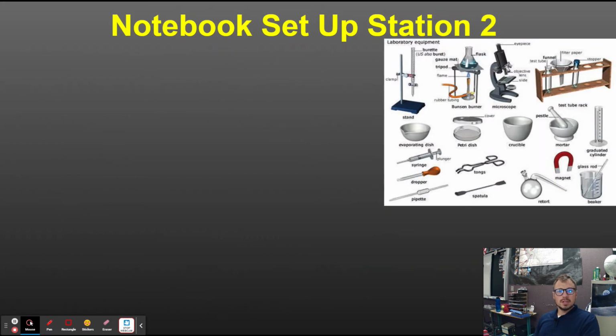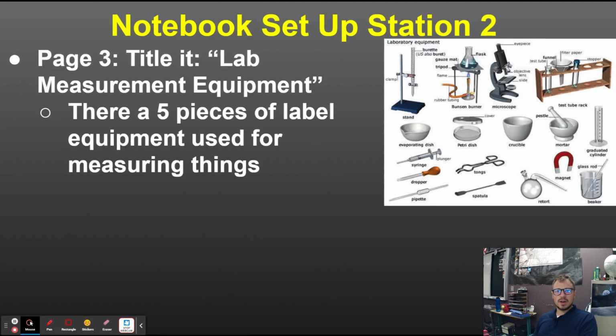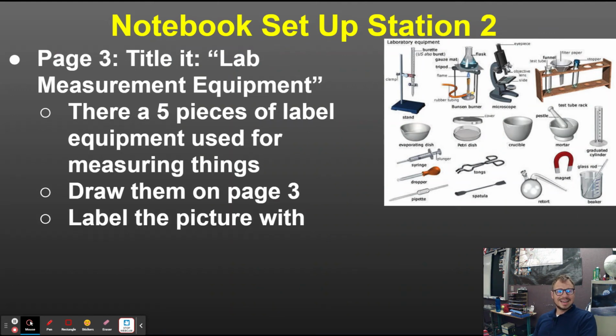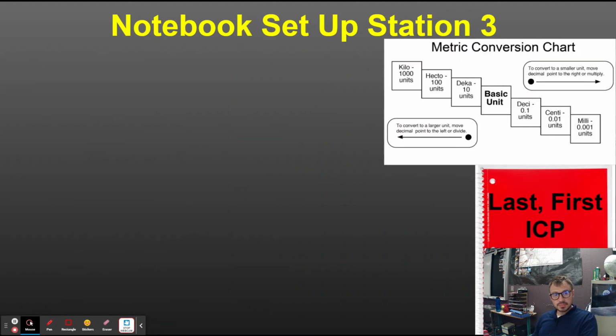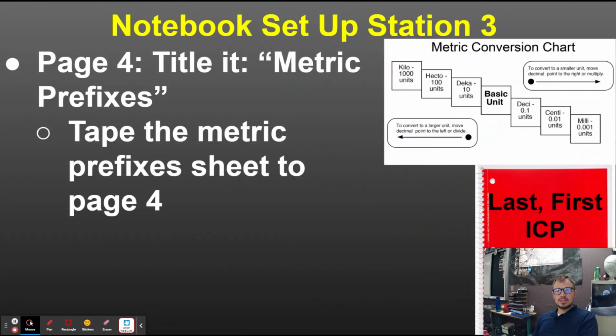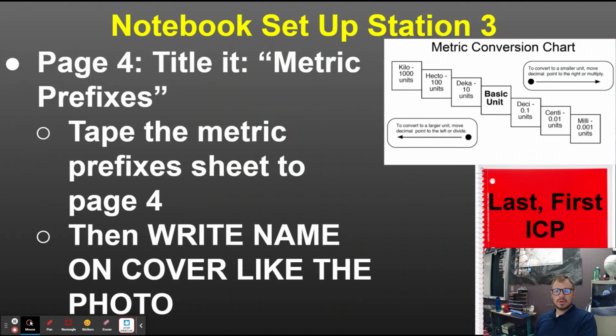That's the important one. So at station 2, lab equipment, there were 5 pieces of equipment used for measuring things. I asked you to draw them on page 3, label them with the picture, the name, what it measures, and the unit for what it measures. All right, so the next one is metric prefixes. There was a page that you were supposed to tape to page 4. Then write your name on the cover, like that photo over there.